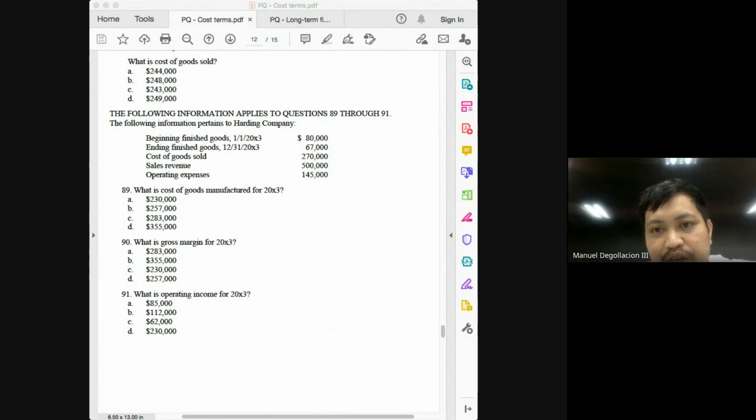What does it mean if finished goods inventory decreased? That means cost of goods sold is greater than the cost of goods manufactured. So we will have to deduct the difference from 270. So 270 minus 13 will give you how much? 257.